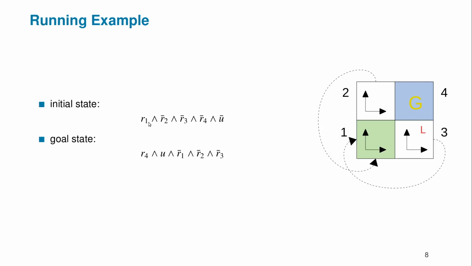In our example, we start with the robot being in field 1, so it's not in position 2, it's not at position 3, it's not at position 4, and the arm is down, therefore U has to be false. And for the goal state, we have to be in field 4, the arm has to be up, and the robot is not in field 1, 2, and 3. So this is the encoding of the initial state and the goal state. And the important thing I forgot here is the annotation with the 0, and the annotation with the time point where we end up in the state. And this will be fixed in the slides.